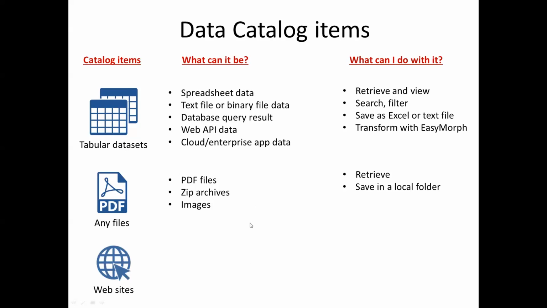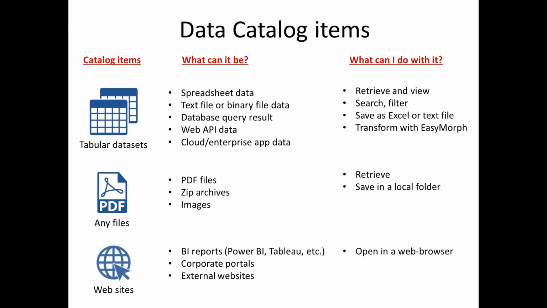And finally, the last resource type is websites or web resources. What can it be? It can be business intelligence reports, basically anything that has a URL. It can be Power BI reports or Tableau dashboards or Qlik applications. It can be links to Confluence or internal wiki pages, or it can be links to external websites such as government websites if you need to link certain resources in the data catalog. What can you do with it? Well, you can open it in the web browser.